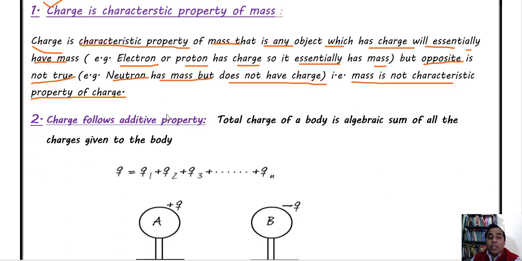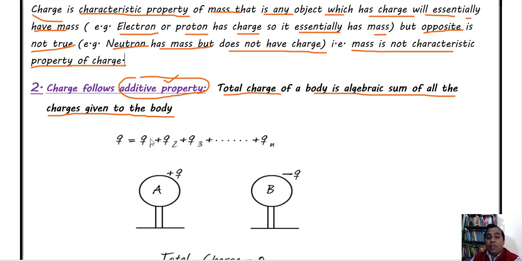Next, charge is always additive in nature. It follows the additive property. What is this additive property? It means the total charge possessed by a body is the algebraic sum of all the charges given to the body. Say, for example, if a body is given some charge q1, then q2, then q3 and so on, then qn, then the total charge will be the algebraic sum of all these charges.